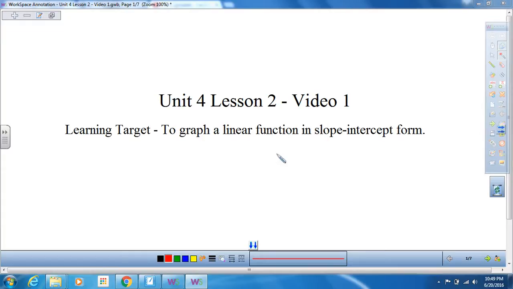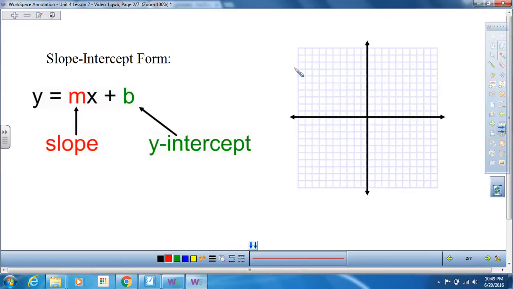Okay, this is video 1 from Unit 4, Lesson 2. So we're going to start talking about slope-intercept form of a line. Okay, so this is slope-intercept form. It's the equation of a line. So when we graph it, it'll be a straight line.